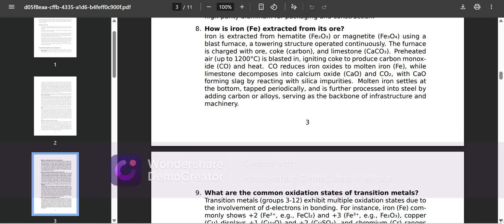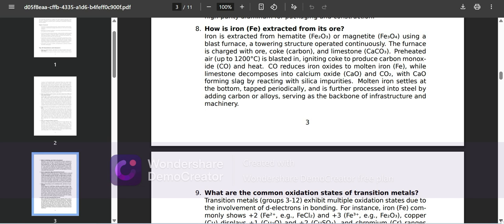How is iron extracted from its ore? Iron is extracted from hematite, Fe2O3, or magnetite, Fe3O4, using a blast furnace, a towering structure operated continuously. The furnace is charged with ore, coke (carbon), and limestone, CaCO3.